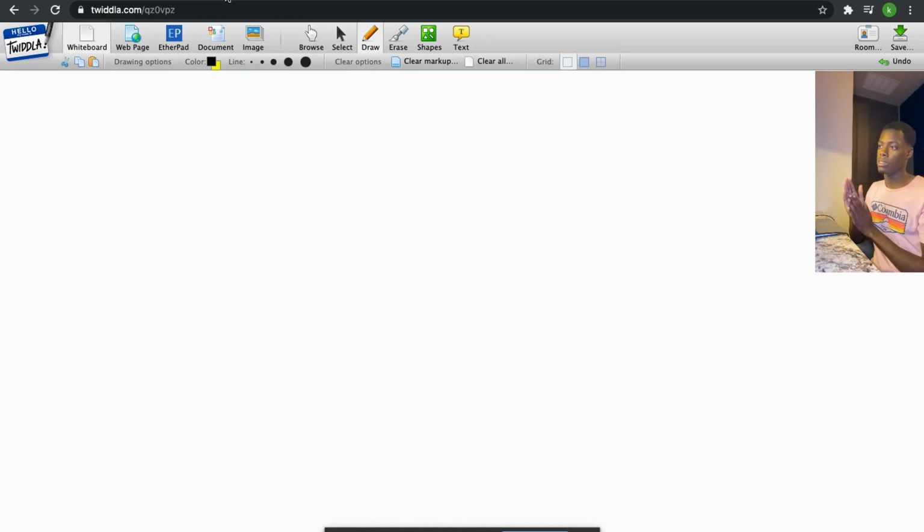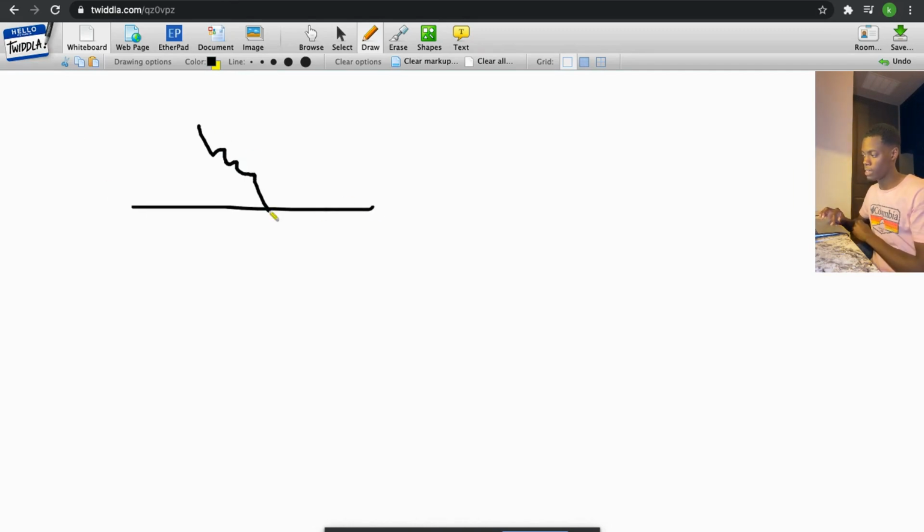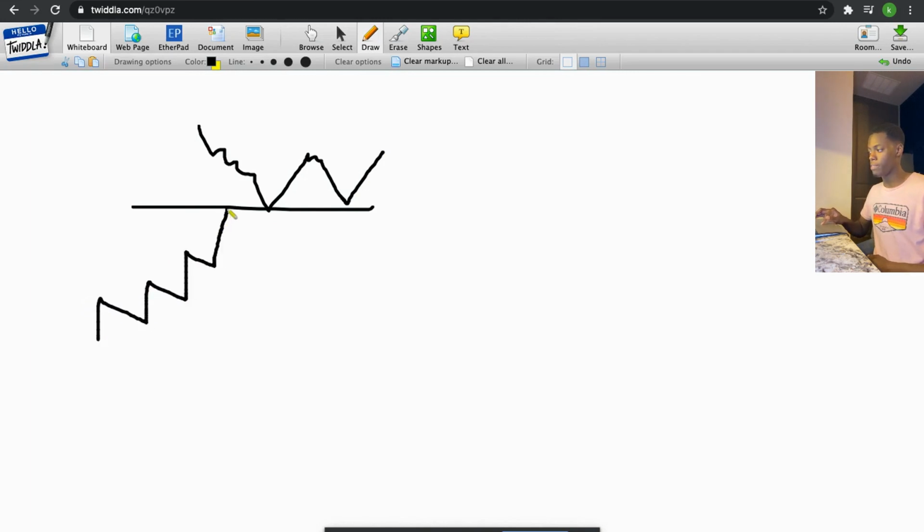Support is when a chart cannot break below a level. It can't break below, it always bounces above. It just keeps bouncing off that level. And resistance is the exact opposite. Resistance is when it can't break above that level. So every time it hits there, it just bounces away. Got it? Support is on the way down. Resistance is on the way up. Support, resistance. Cool, we got that covered, right?